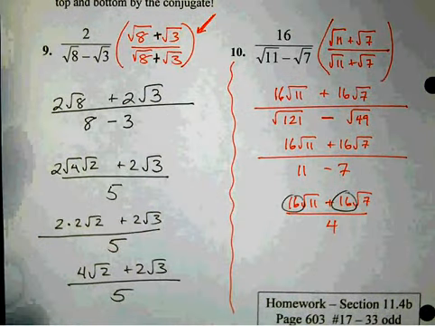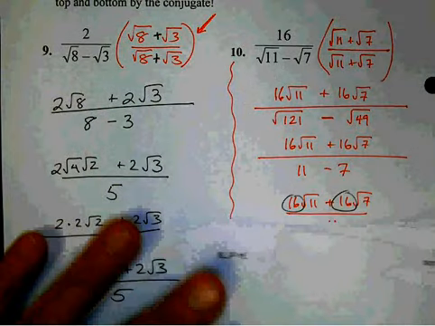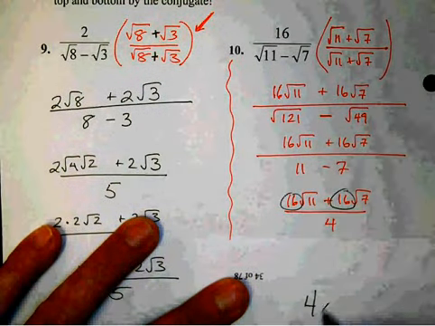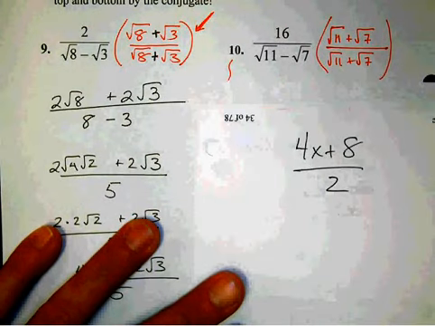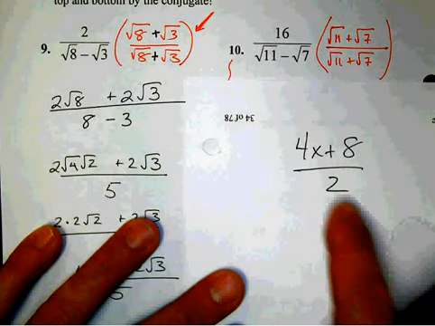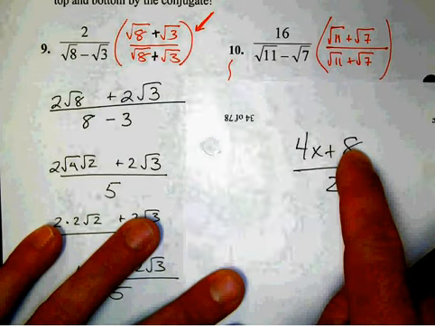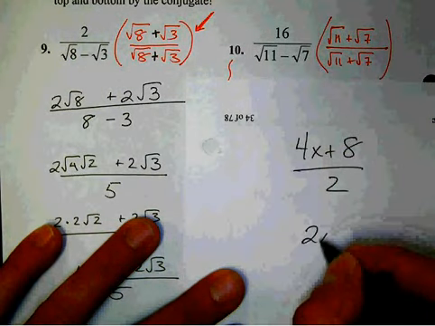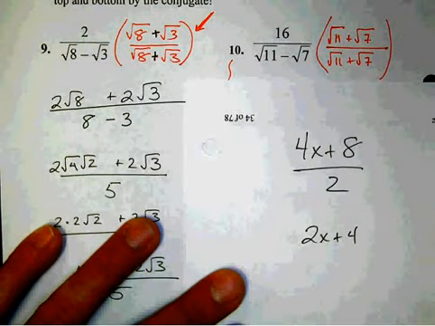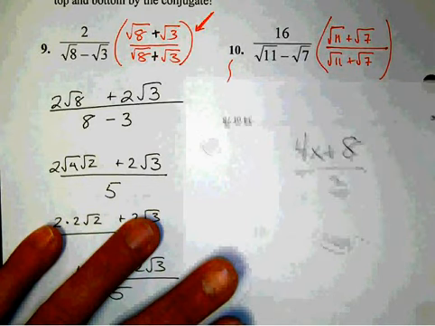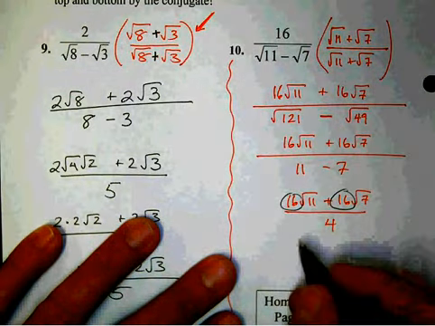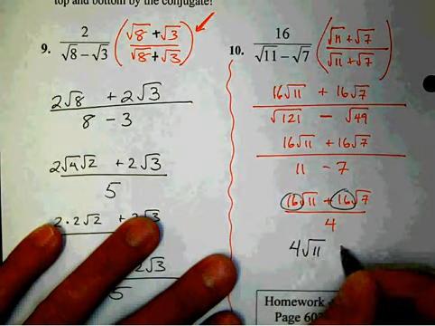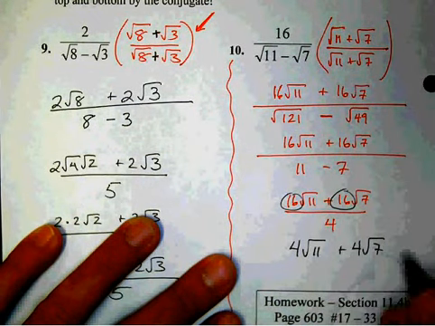Okay, before you answer that question, answer this for me. If this was your answer, could you simplify? Yeah. You divide both the 4 and the 8 by what? 2, and you'd get 2x plus 4. True? Can you divide both 16s by the 4? Yeah. So, yes, you can. 4 root 11 plus 4 root 7.